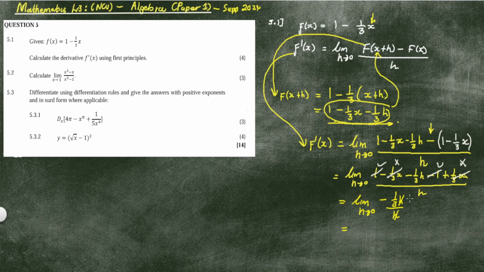After the cancellation of the h, it's a sign that you need to start substituting your h value. But in this case, there is no h to substitute the 0 into. So the final answer is just the negative 1 over 3. This is our final answer for the derivative of 1 minus 1 over 3x using first principle.